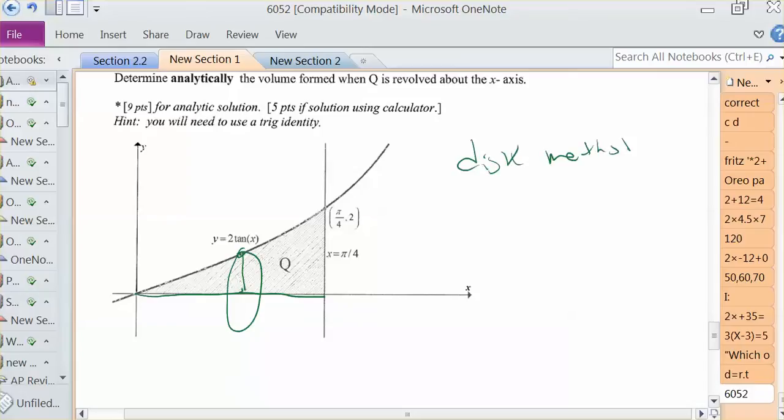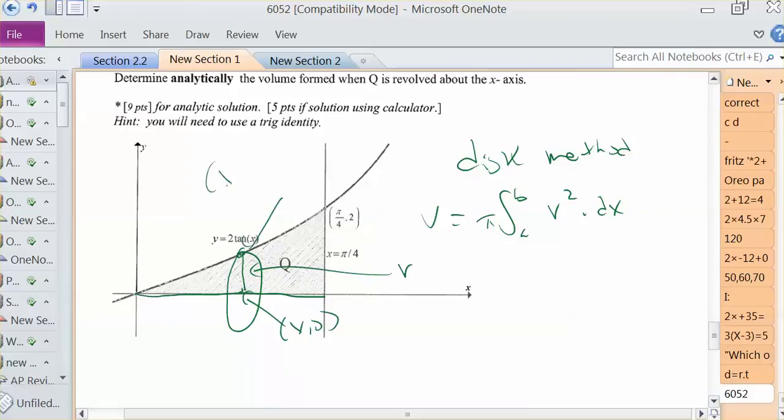which is basically just the volume of a cylinder, right? Pi integral from a to b of r squared dx. Of course, r is to be in terms of x, and the r is easy. That's (x, 0) for the center. That's (x, 2 tan x) for the outer rim. So the radius is just simply 2 tan x.